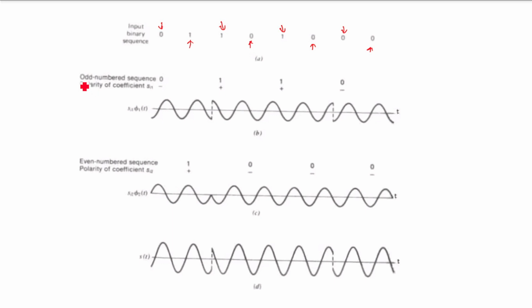Now let us take the odd-numbered sequence, in the sense the upper BPSK, this one. You can see that when 0 comes, the amplitude is taken to be negative here, and as the amplitude is negative, the carrier gets multiplied with it, which results in a sinusoidal signal like this.